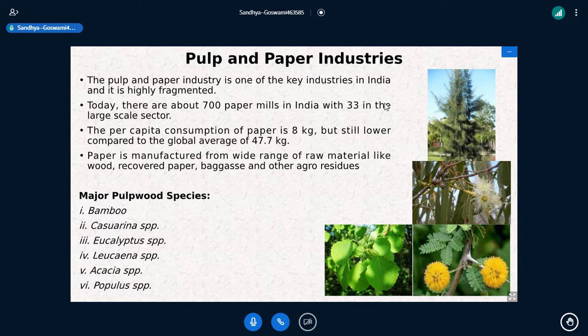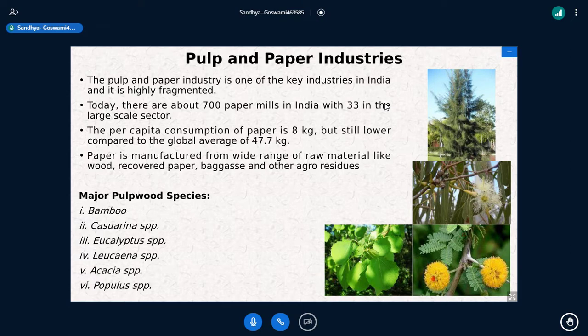And then this paper is manufactured from a wide range of raw material, as I told you. One is wood, one is agriculture waste. Besides this, from recovered paper, jo aapka waste paper hota hai, isko bhi fir se hum recycle karke paper bana sakte hai, but definitely it will be of poor quality, right? So the major species used for making paper are bamboo, casuarina, eucalyptus, leucaena, acacia and poplar.